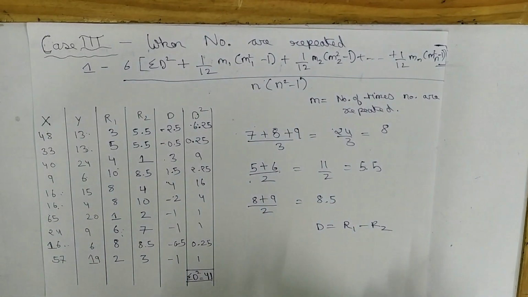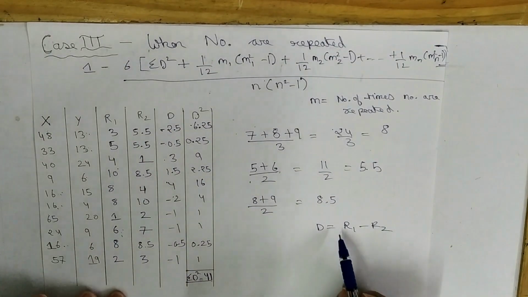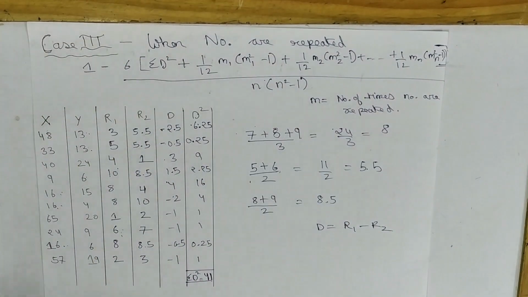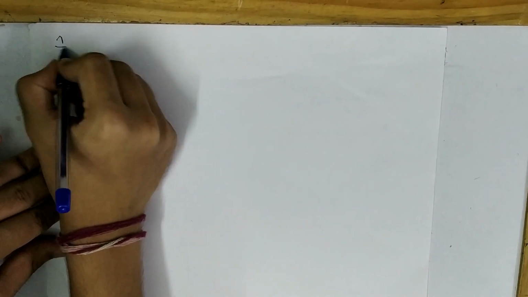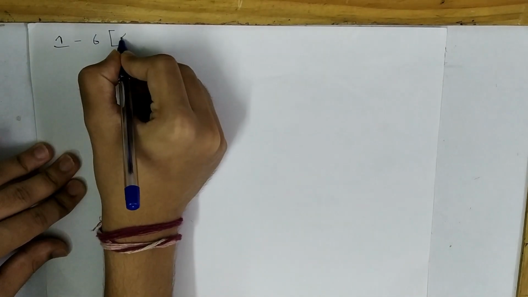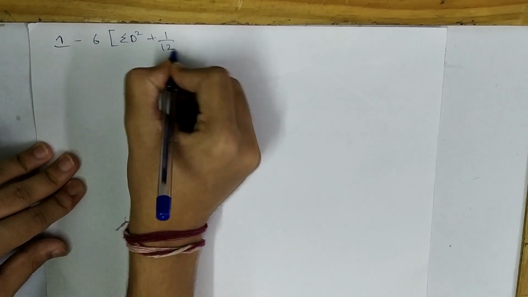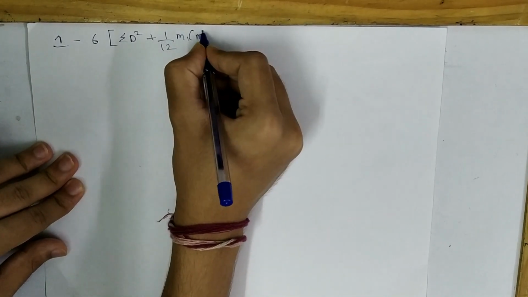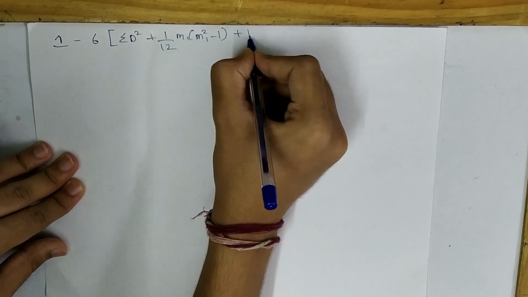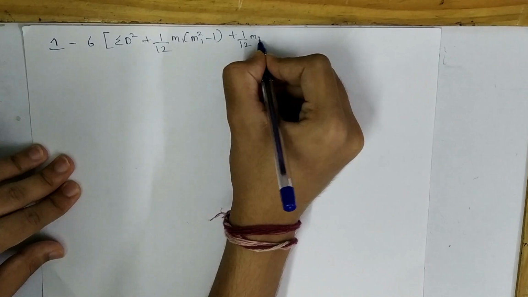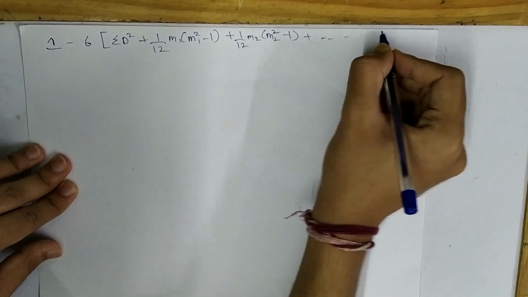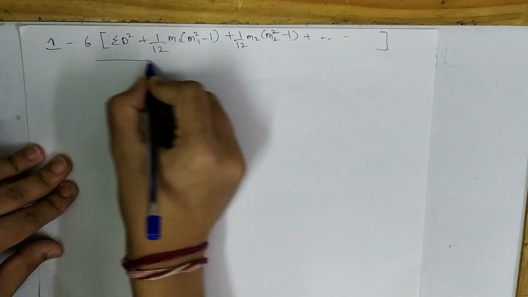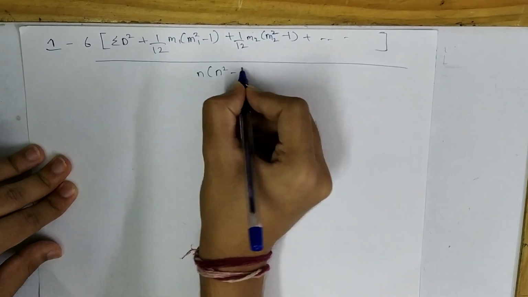Now we put this in our formula. That is 1 minus 6 into sigma d square plus 1 upon 12 m1 cube minus m1 plus m2 cube minus m2, and so on, upon n square minus 1.